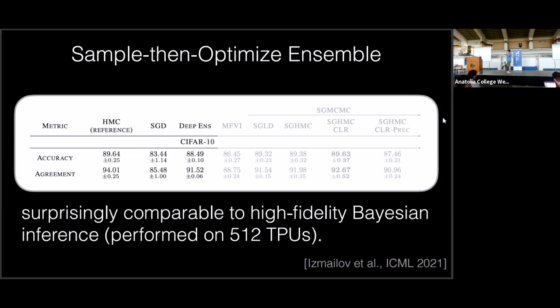If we look at the accuracy, the gold standard method gets 89 and the deep ensembles get 88. And if we look at something called the agreement, which is basically how similar these models are, high agreement means that we've captured something as close as we can get to the Bayes gold standard solution. We see that the SGD solution only has 85% agreement, whereas the deep ensemble has 91% agreement, very close to the gold standard of 94. So just doing this very simple procedure is a surprisingly good approximation for true Bayesian inference.